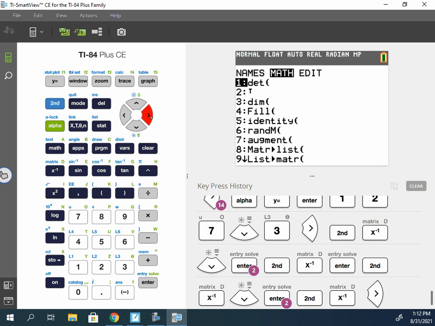So if we don't get to that by the next ACT, or the first one that y'all take, the actual ACT, the calculator will do most of these and all these matrix operations for us.